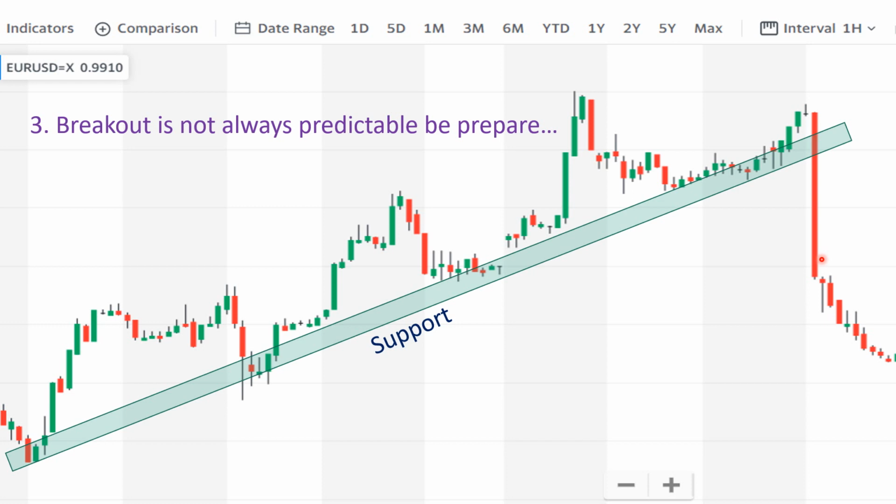My only suggestion and advice is to be prepared, cut your losses short immediately, and move on if you want to be a professional trader in future.